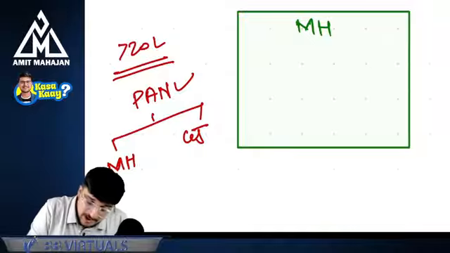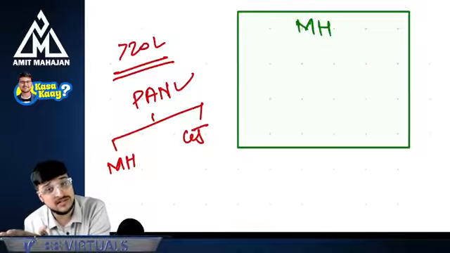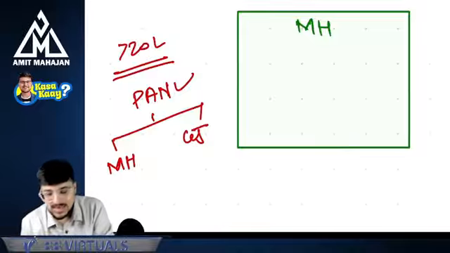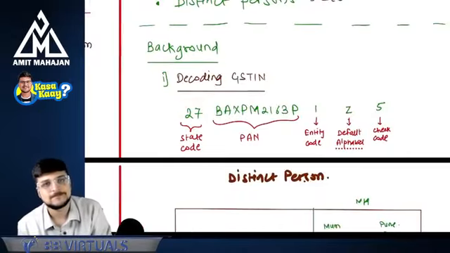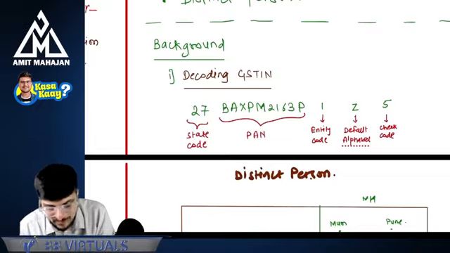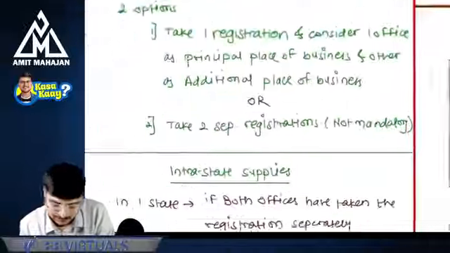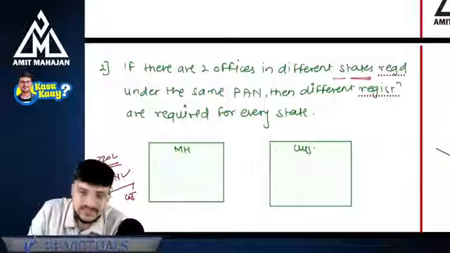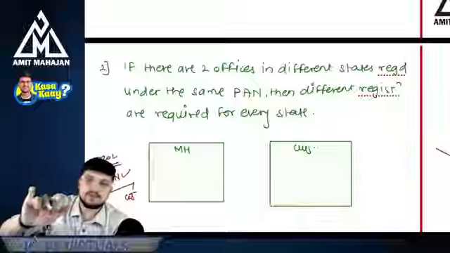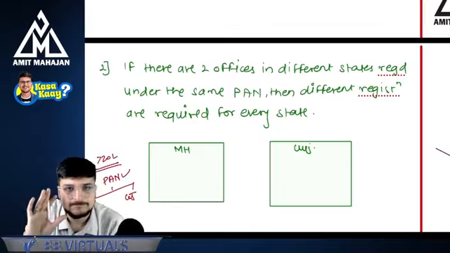So, sir, if under one PAN there are 10 entities, they will have to take 10 different registrations in 10 different states. Yes, because as I told you, the first two digits are the state code. For every state, the state code is going to be different. 27 is the state code for Maharashtra. Okay, look here now. If there are two offices in different states registered under the same PAN, then different registrations are required to be taken for every state.